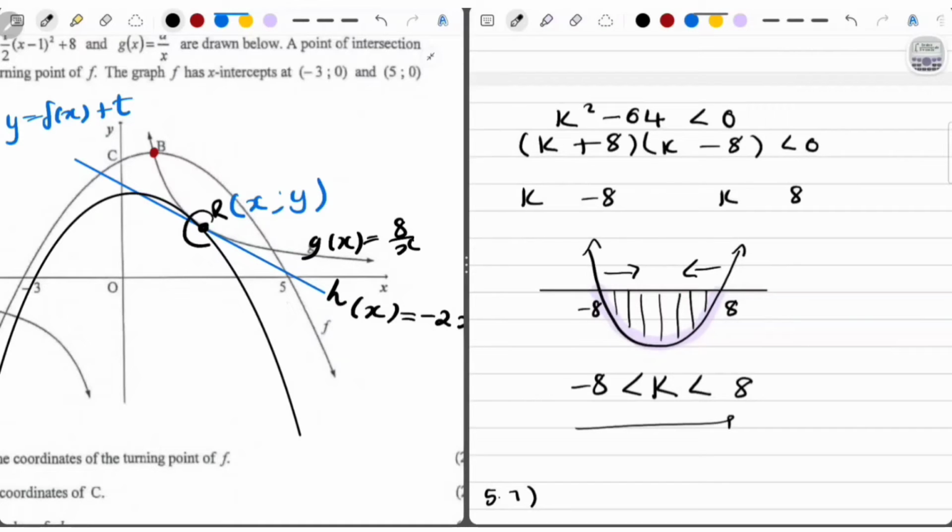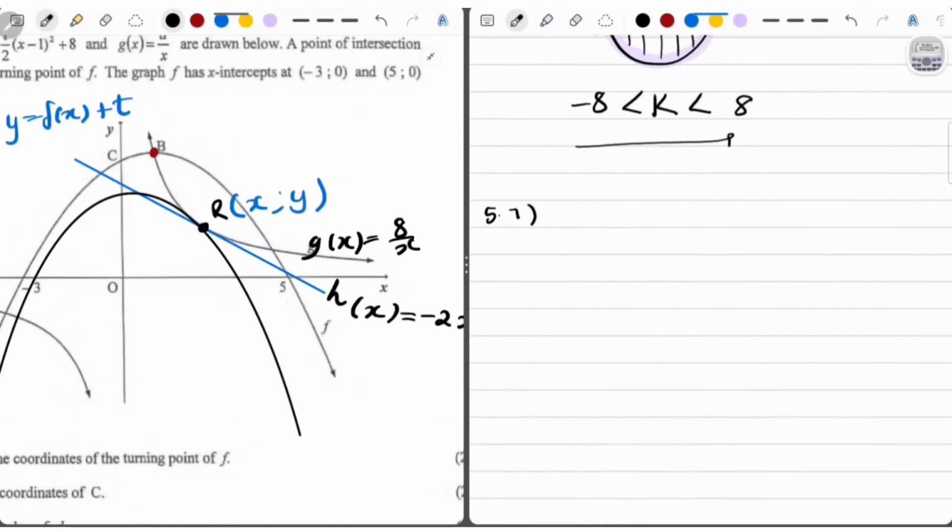Because they said h is a tangent to g, what you should know about tangents to graphs is that at that point of tangency, the gradient of that graph and the gradient of the tangent are exactly the same. And that is actually a very powerful fact that we can use to even find the point of intersection. We can use that to find r. So how we can find r is because the gradient of g, in other words, g prime of x, should be equal to the gradient of h, h prime of x.